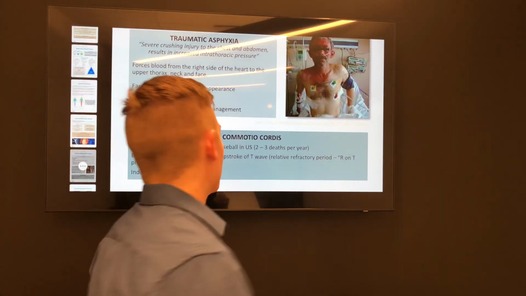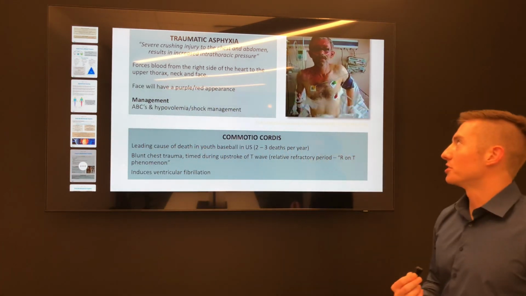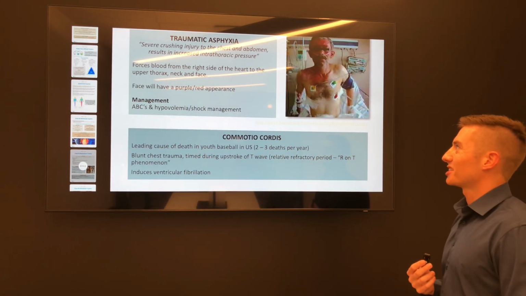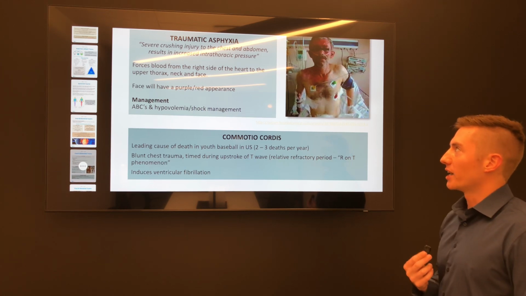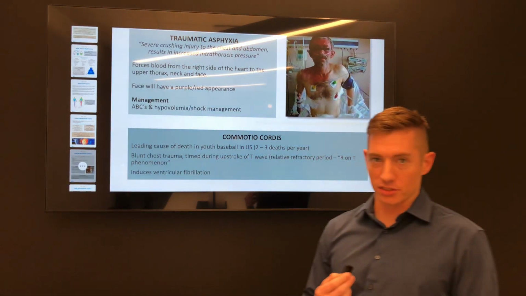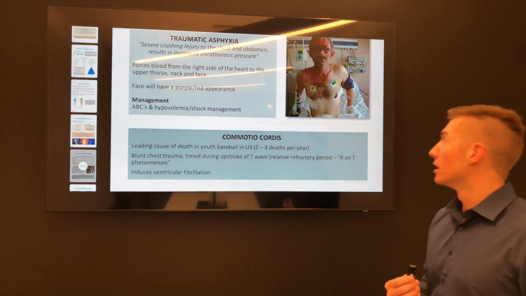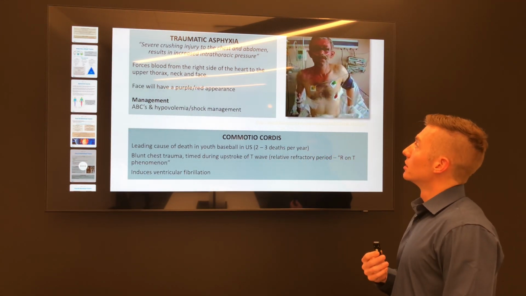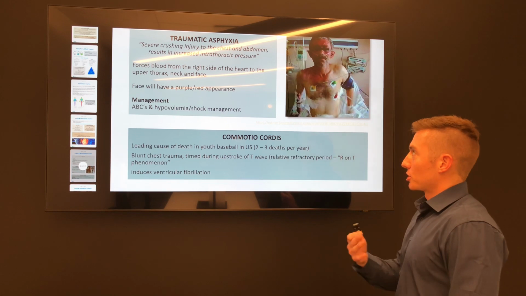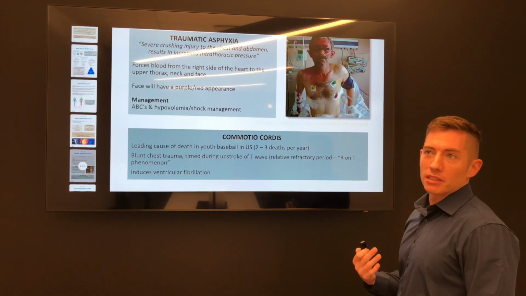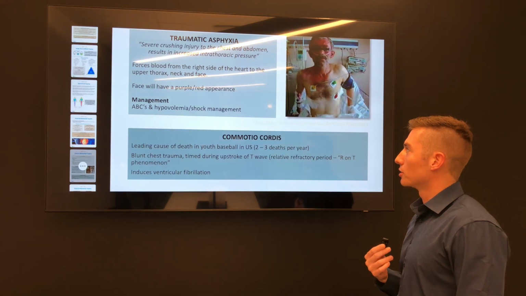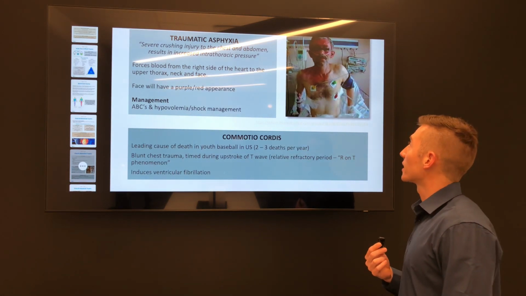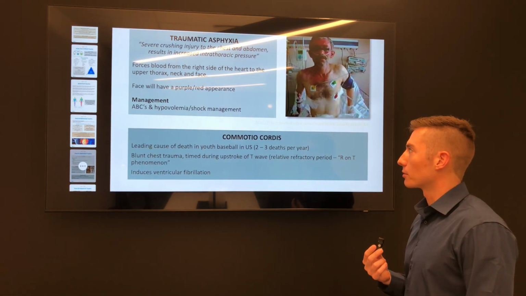Traumatic asphyxia. So severe crushing injury to the chest and abdomen results in increased intrathoracic pressure. So intra, not meaning inter, it's going to be the pressure inside the thorax. So yeah, something crushes, a heavy weight, maybe a barbell, forces blood from the right side of the heart to the upper thorax, neck, and face. The face will have a purple and red appearance.